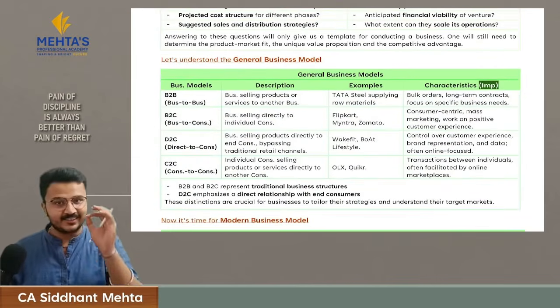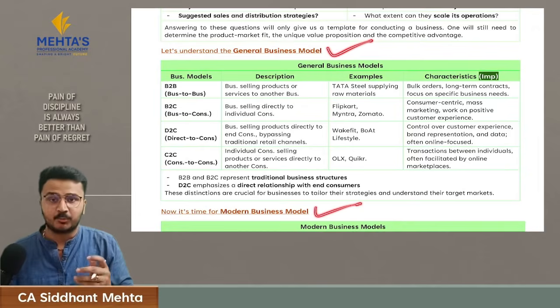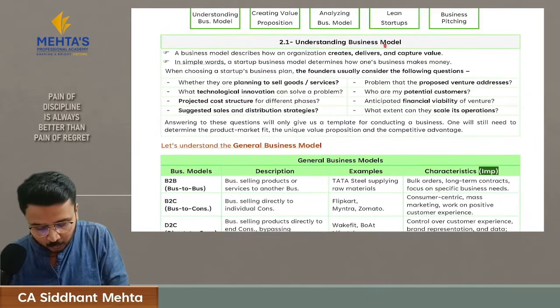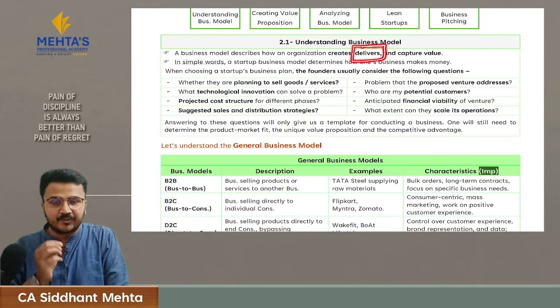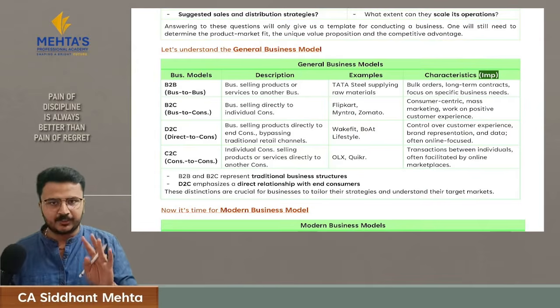Now let's understand the types of business model. There are two types of business model. One is general business model and the other one is modern business model. Here these business models will tell you how your business is going to deliver the value to the potential customer. The general business model has four types which we already know.